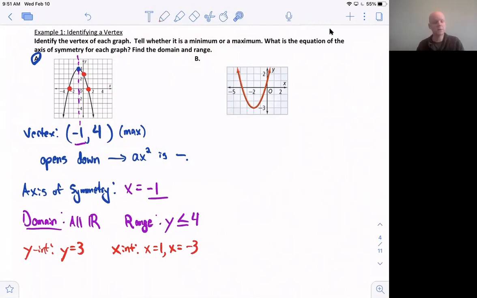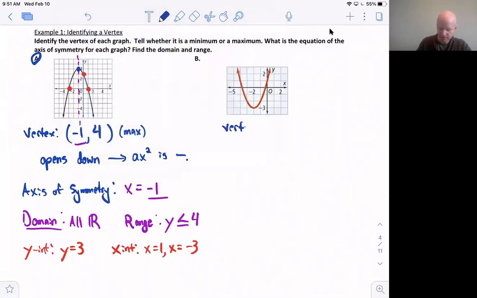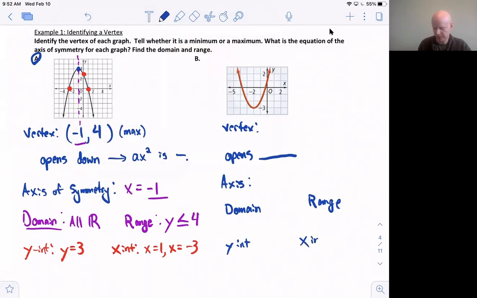Okay, so that's all the parts of this parabola and essentially what we're looking for. So why don't you try that over here? So in example B, I want you to try finding the vertex, label whether it's a max or min, tell whether the parabola opens up or down, the axis of symmetry, and then if you're feeling spicy, you can try the domain, the range, and the y-intercept, and any x-intercepts if there are x-intercepts. So why don't you pause the video and give that a shot? Do you think you can find those in this parabola?